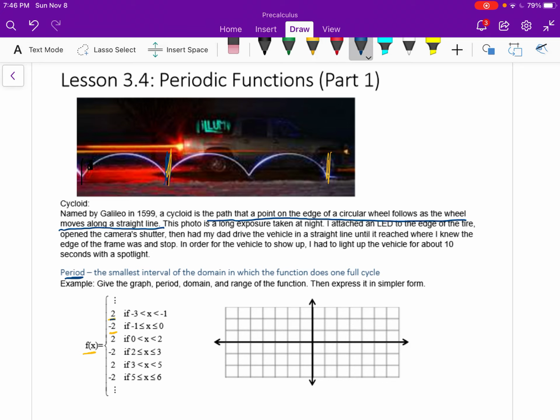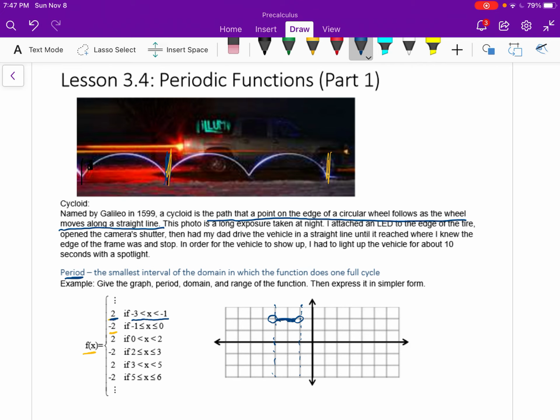So f of x equals 2 if negative 3 is less than x, which is less than negative 1. So we want this graph up at 2, but we only want it from negative 3 to negative 1. So in this interval here, this just helped me see the interval. You don't need to put these on your graph. And we want it to be 2. So we go from negative 3 to negative 1. We want our graph to be at 2. And they're both open circles because they're just the less than signs.